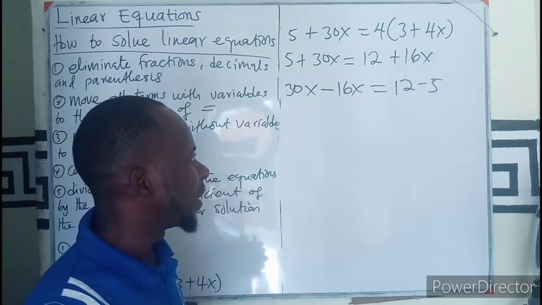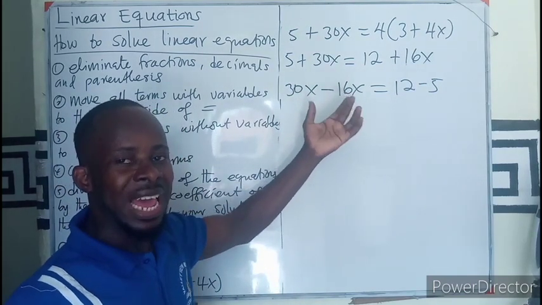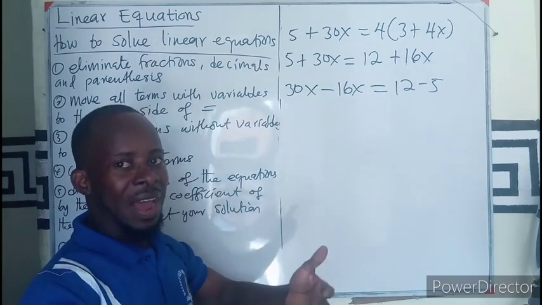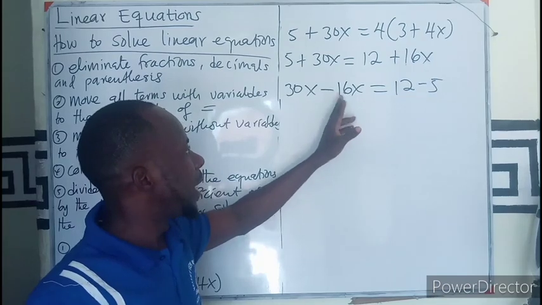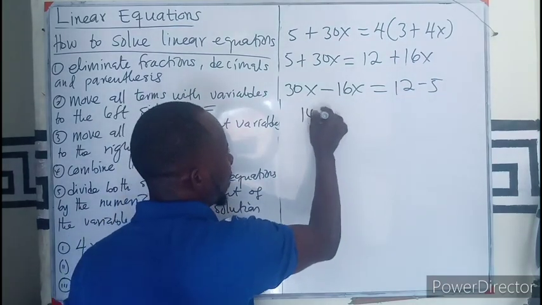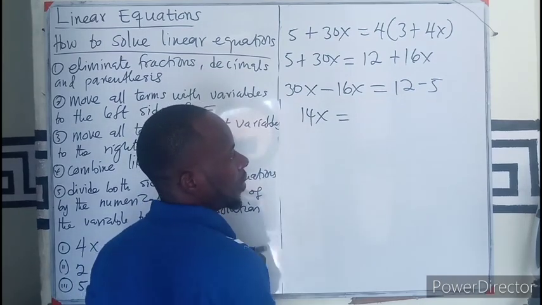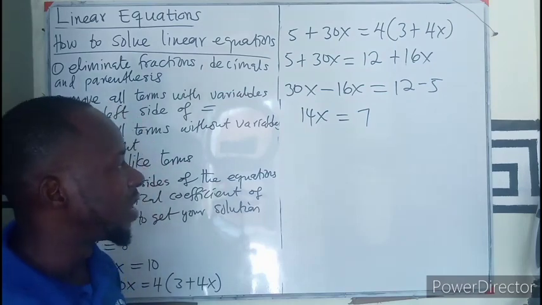So per the subtraction, we are saying that 30x minus 16x. The x is just there to tell that there is a branding. It could be oranges. 30 oranges minus what? 16 oranges. And that will be left with what? 14 oranges. Now, that will give us what? 7. That's 12 minus 5 will be 7.